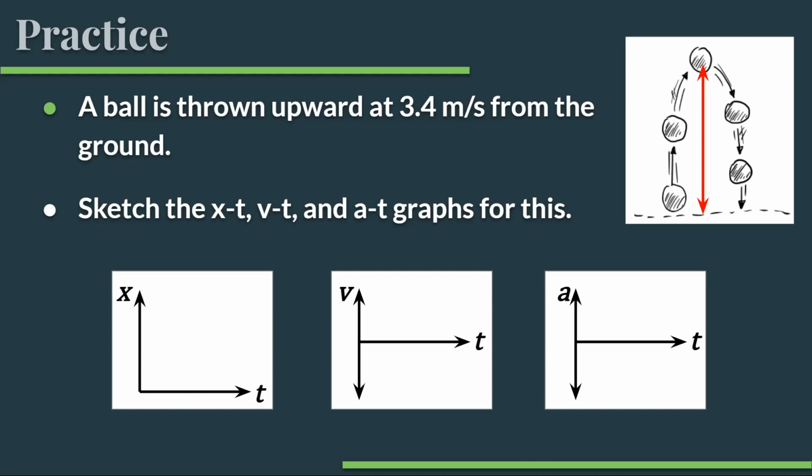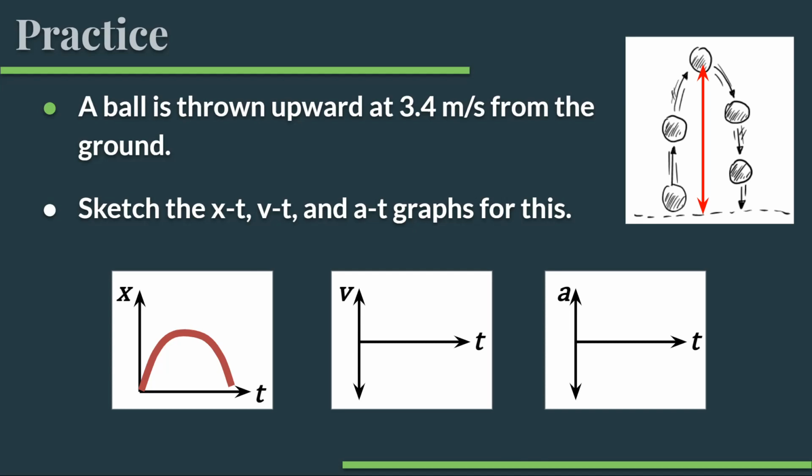Same scenario. It says sketch the xt, vt, and at graphs. If I want to show this motion, and I talked about this yesterday, on my xt graph I need to show something that is going upward and slowing down, turning around, and then going downward and speeding up. If you have an object thrown up in the air, you're going to have a parabola. It's going to look just like the trajectory of the object, really.